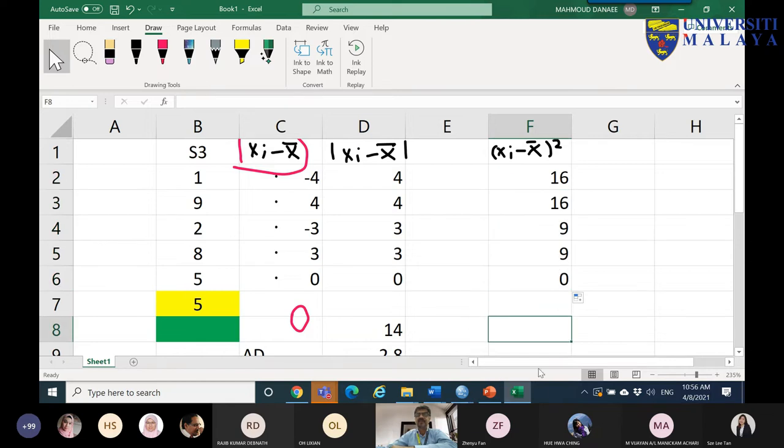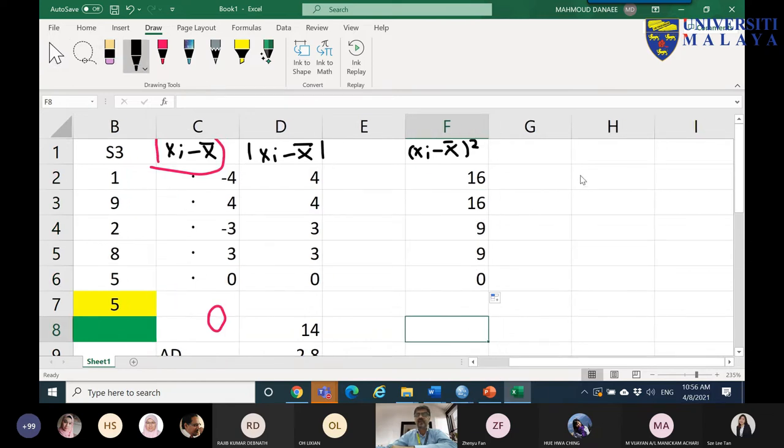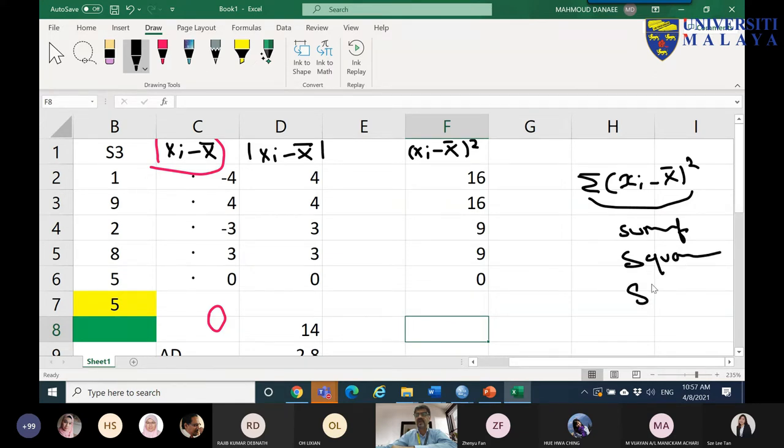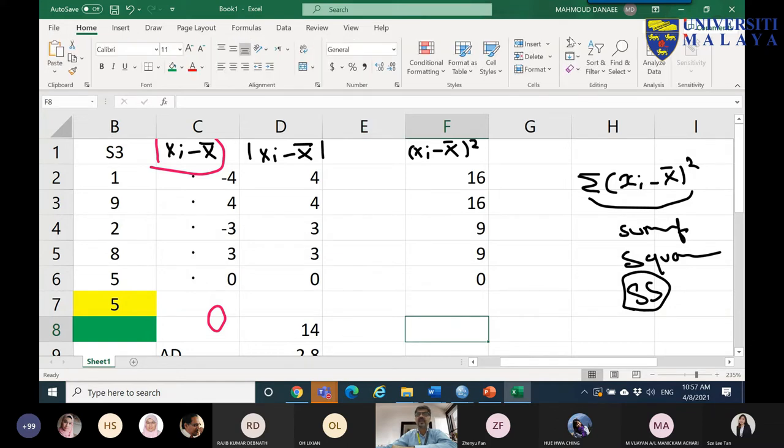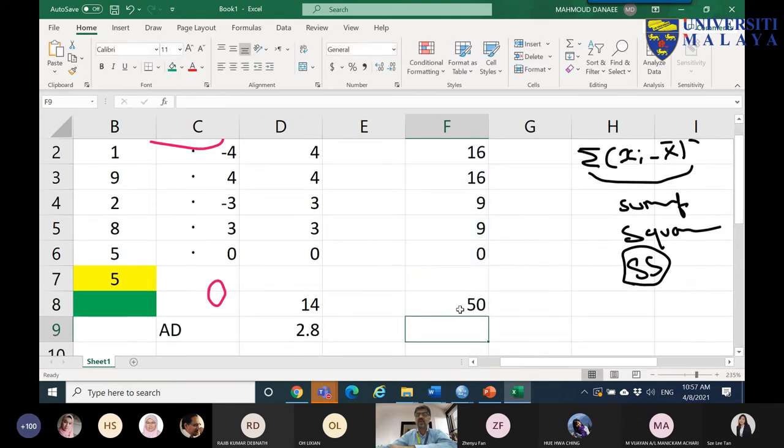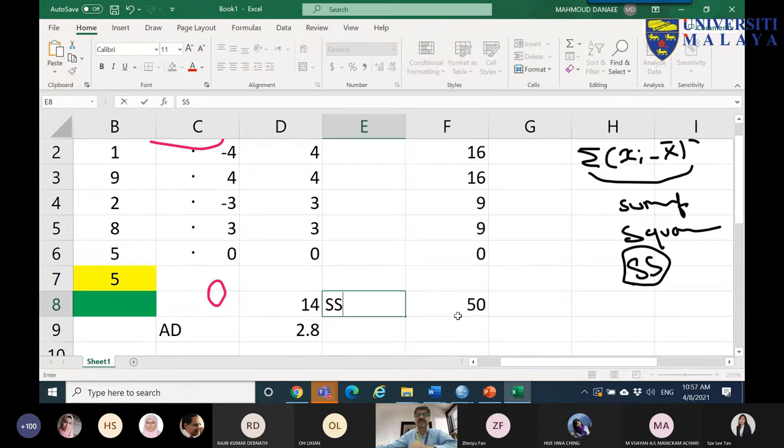And then I can calculate the summation of the squares of deviation from the mean. This is called the sum of squares, or SS. Then I need to calculate the total, this total. Easily, I just go here and click on summation. So this is the total SS. This is SS.